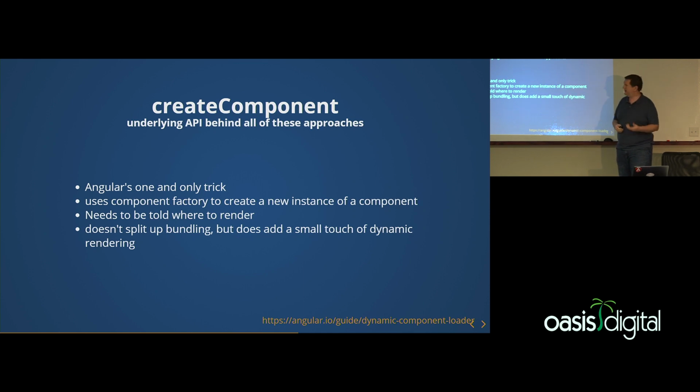And so at the end of the day, yes, this doesn't help at all with splitting up our bundling, but it does add our first small touch of dynamism. It's the thing that says, at runtime, dynamically choose, based upon some logic, to show a thing. Now, to use this, you still have to deal with the fact that all your components are bundled. So this isn't a full solution, but for many kinds of problems, this might actually solve the problem you're looking for.